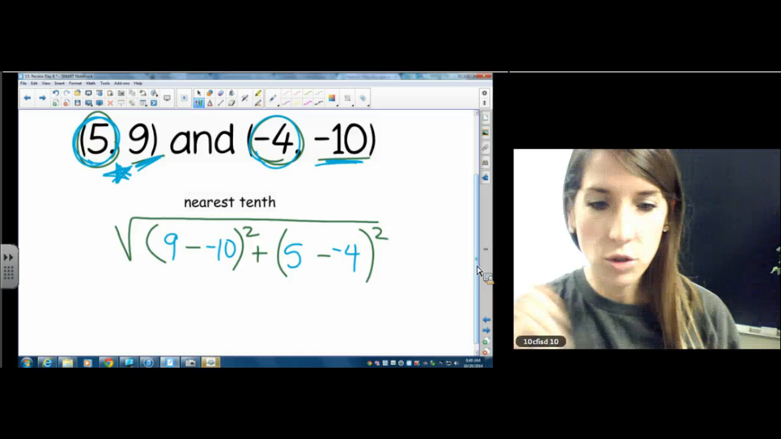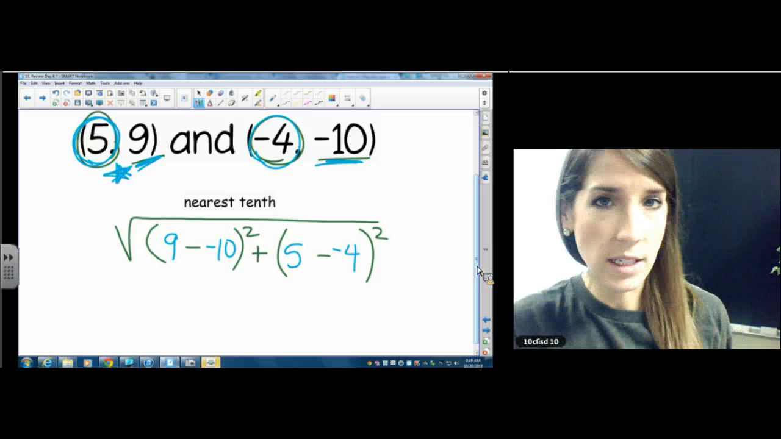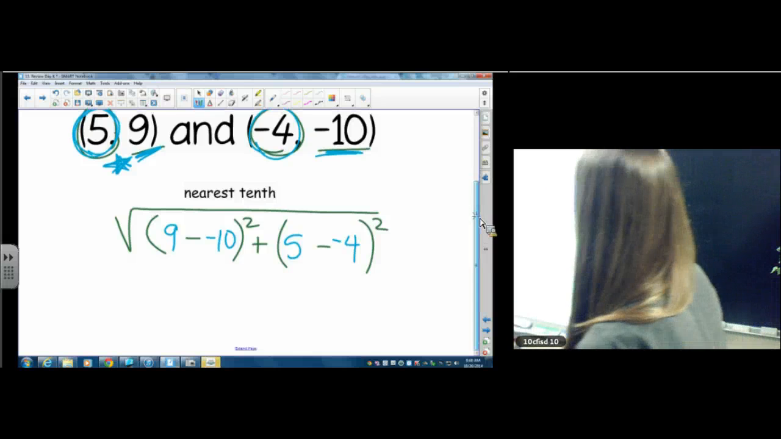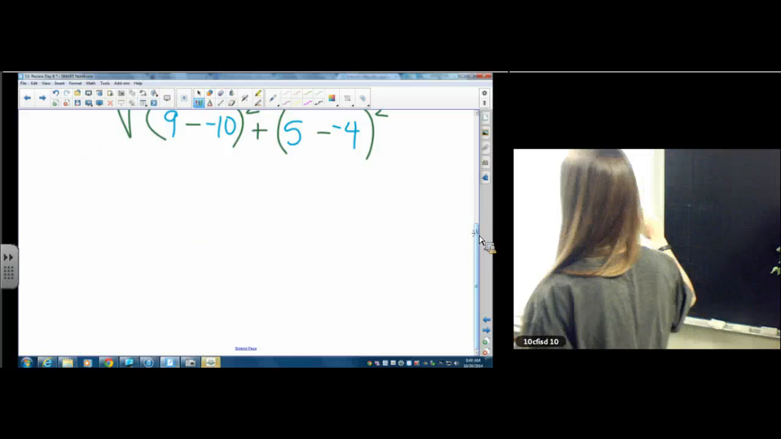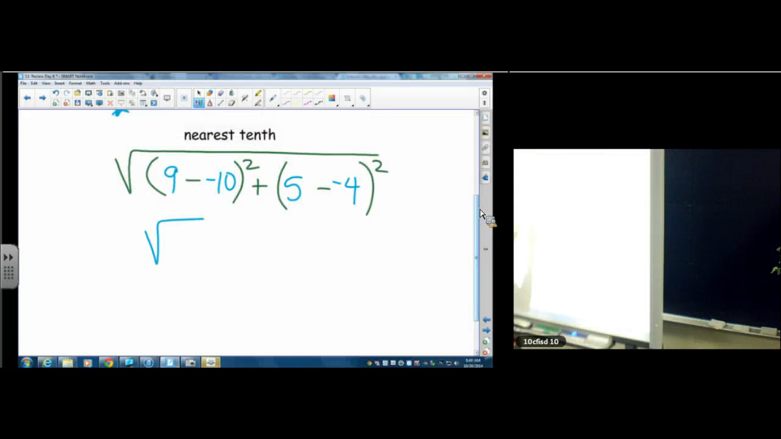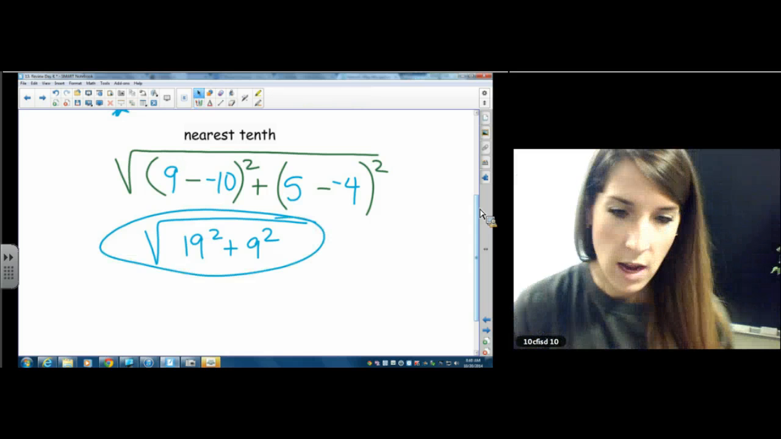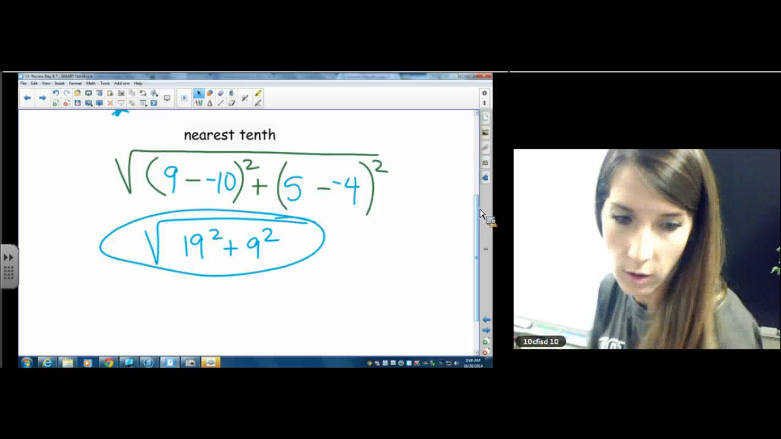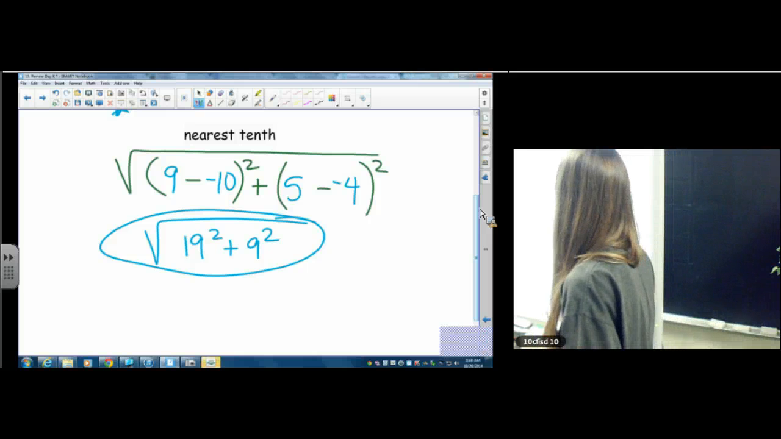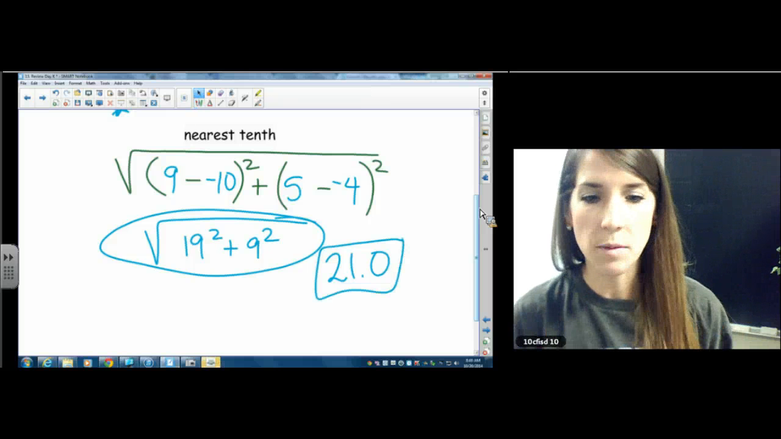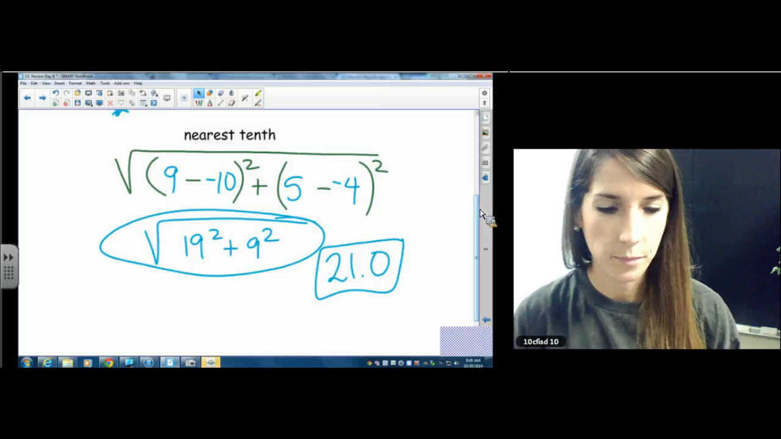Some people like to go straight to the calculator right now. You can go straight to the calculator. Some people like to simplify it a little bit first, which is totally okay as well. Just make sure when you're simplifying you don't do any mental math wrong. So this one would be 19 squared plus 9 squared. And at this point I would definitely just head straight to my calculator, and you get 21.0. Okay? Rounding to the nearest tenth, so that's one decimal place when it says to round to the nearest tenth.